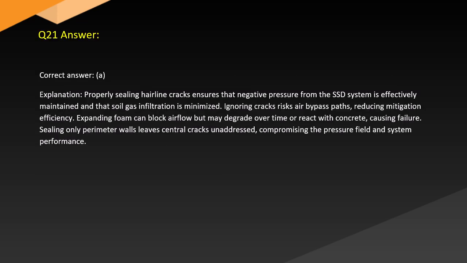Answer. Correct answer. A. Explanation. Properly sealing hairline cracks ensures that negative pressure from the SSD system is effectively maintained and that soil gas infiltration is minimized. Ignoring cracks risks air bypass paths, reducing mitigation efficiency. Expanding foam can block airflow but may degrade over time or react with concrete, causing failure. Sealing only perimeter walls leaves central cracks unaddressed, compromising the pressure field and system performance.